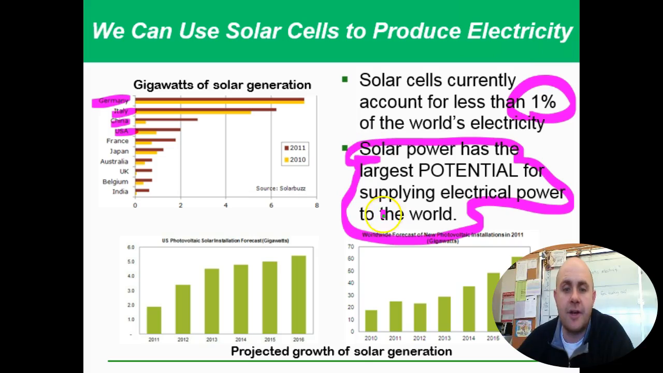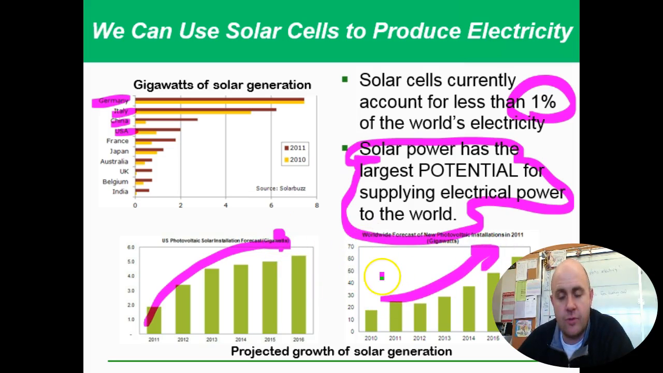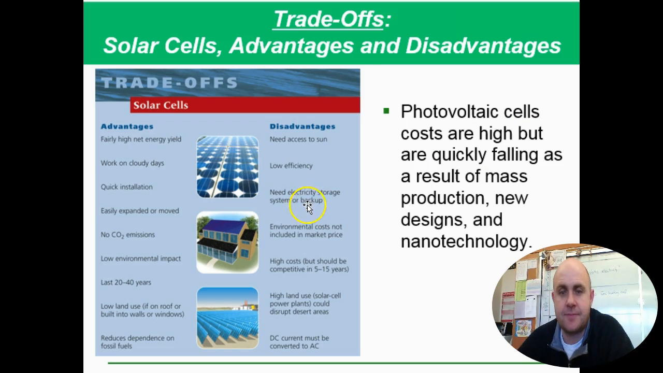But we're nowhere near hitting the capacity of what we're capable of. You see that the amount of photovoltaic energy in the United States has grown. Worldwide, it has grown. It's being used more and more, but it still isn't close to what its potential is.